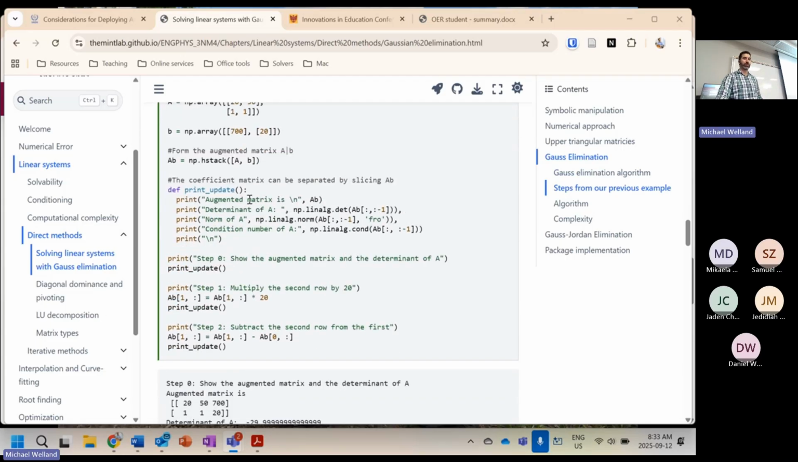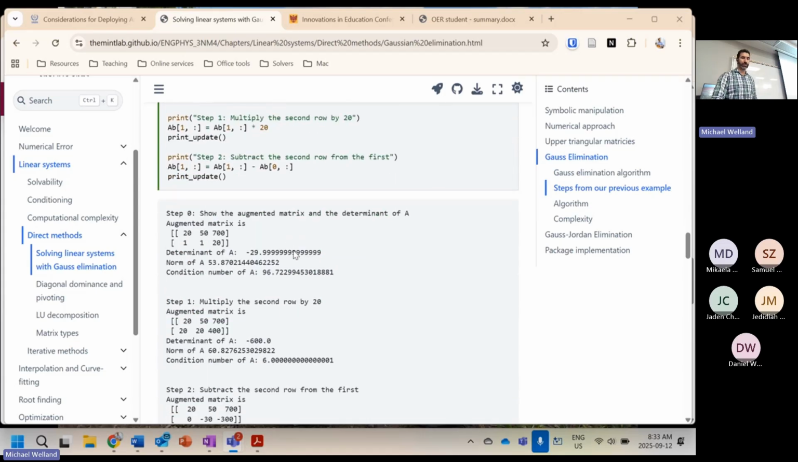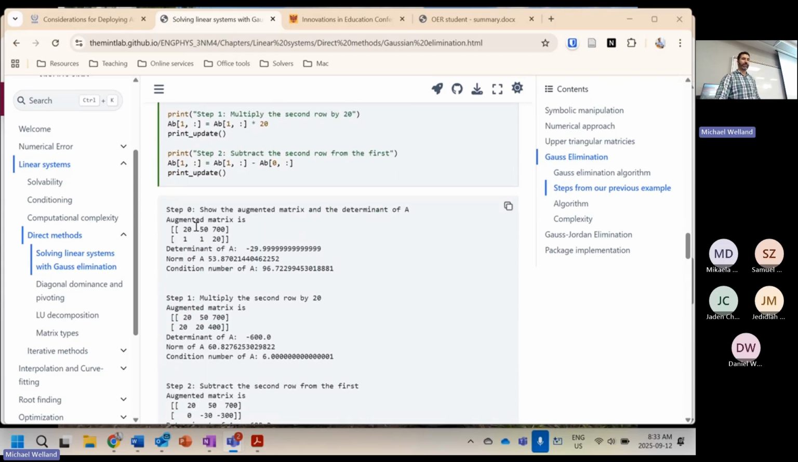I don't really have time to go through all this, but these are the results, right? You've got 20, 50, 700, 1, 120. That's our original equation. The original determinant is, right, analytically, minus 30. Is this minus 30? No, but also yes, right? This is finite precision. Okay, the norm of A, this is the Frobenius norm, the Euclidean norm; Pythagorean is an extension of it.